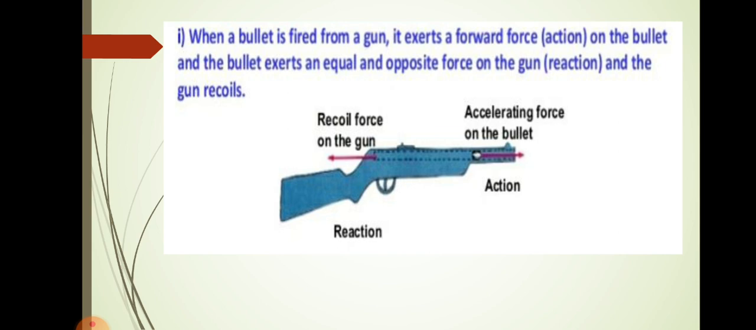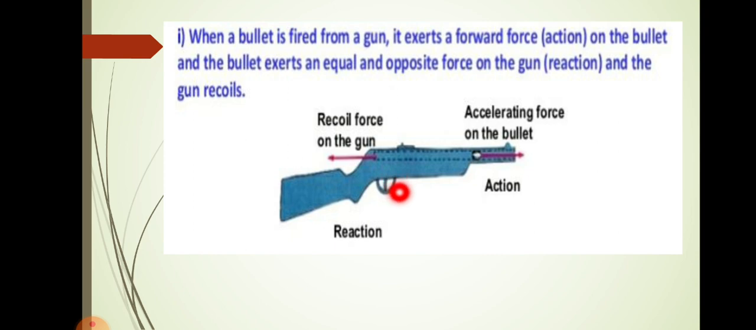Next, firing a bullet from a gun. When a bullet is fired from a gun, it exerts a forward force. Yes, the bullet exerts a forward force, that is the action on the bullet. And the bullet exerts an equal and opposite force on the gun. That is the reaction, due to which the gun recoils. So the recoil force of the gun.